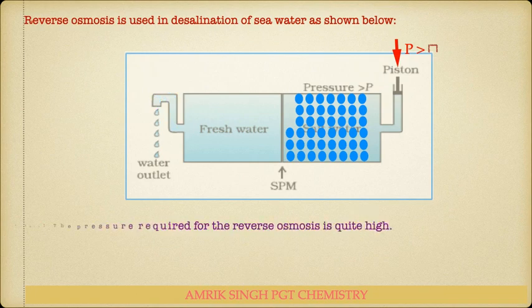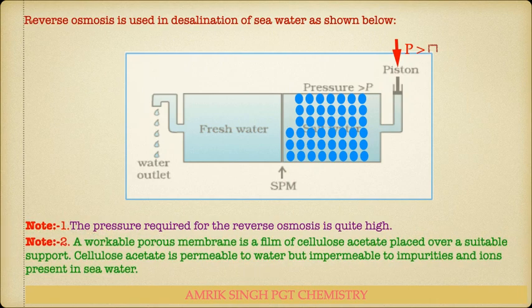NaCl remains behind. Note one: the pressure required for reverse osmosis is quite high. Note two: a workable porous membrane is a film of cellulose acetate placed over a suitable support. Cellulose acetate is permeable to water but impermeable to impurities and ions present in seawater.